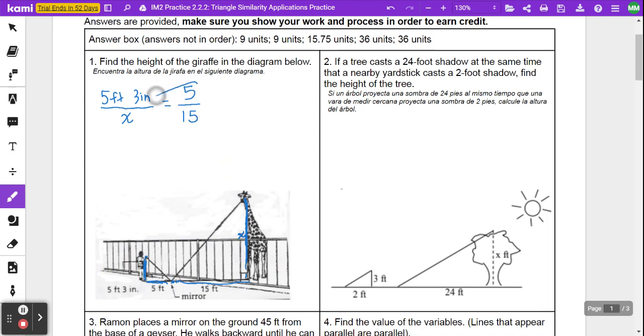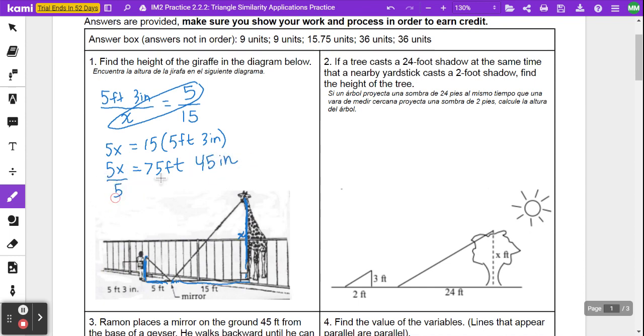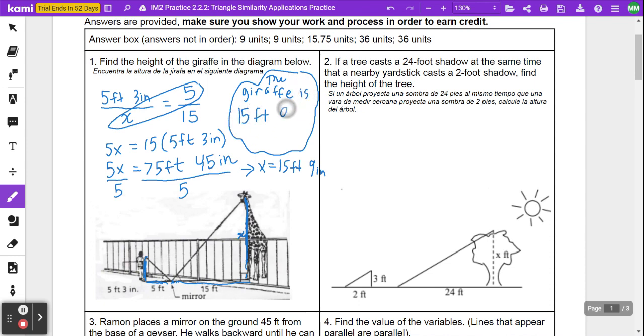Okay, so I cross multiply to get 5x equal to 15 times 5 feet 3 inches. That's 5x equal to 75 feet and 45 inches. To isolate my variable, I divide both sides by 5, which gets me x equals 75 divided by 5 is 15 feet, and 45 divided by 5 is 9 inches. So the giraffe is 15 feet 9 inches.